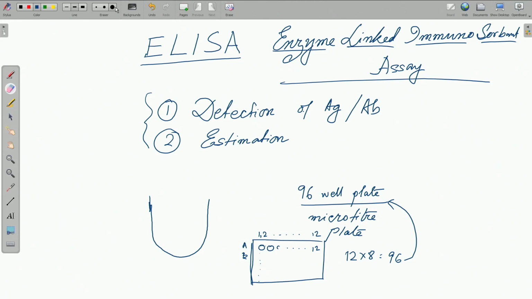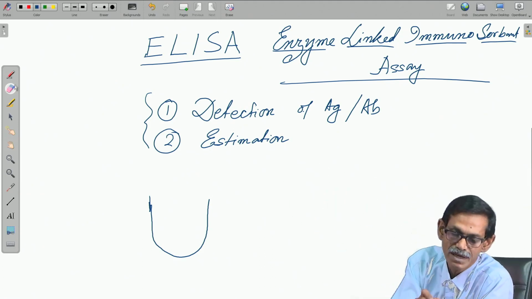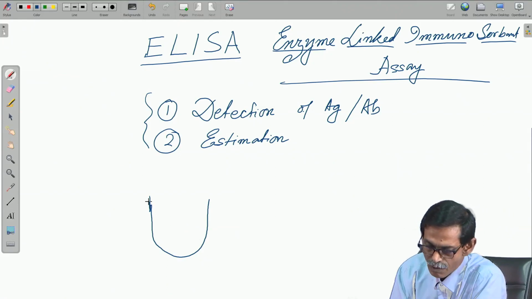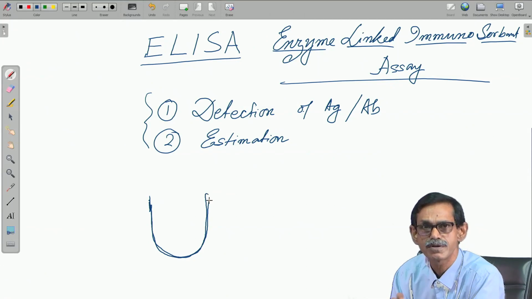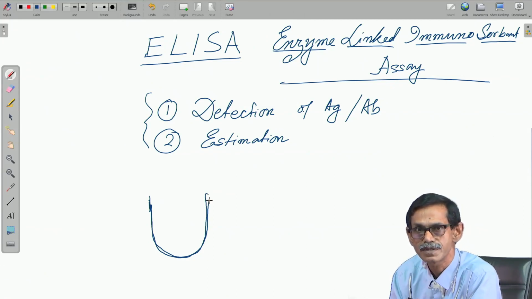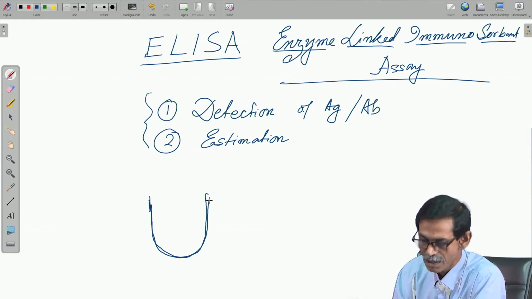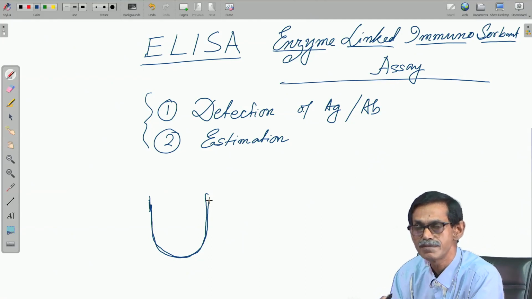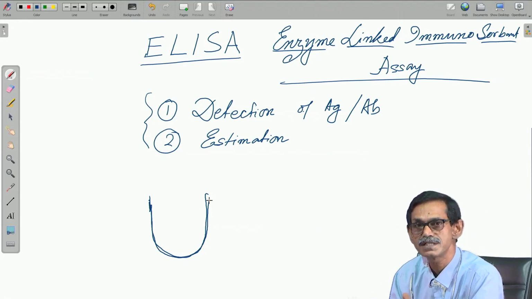If I see one of the wells, big like this, what I will see is this. When you are buying, there are many 96 well plates for different purposes. You have to ask for an ELISA plate. What is the difference from the other plates? Because you can grow cells also in a 96 well plate. 96 well is a format, but you have to buy a 96 well ELISA plate.